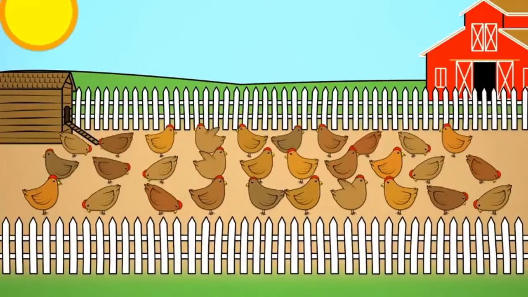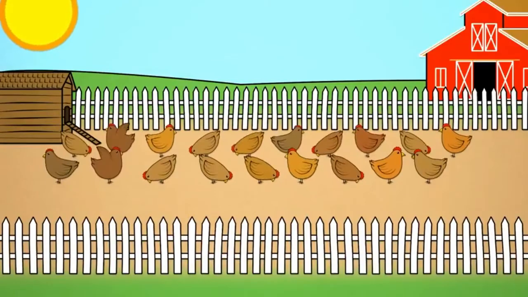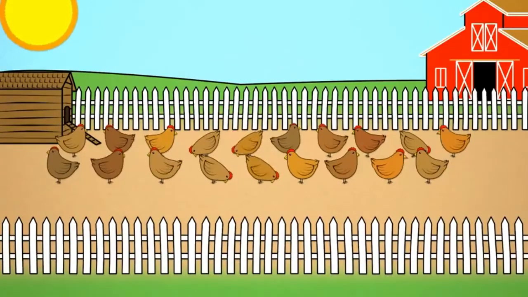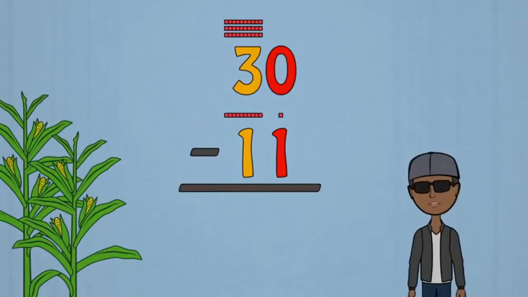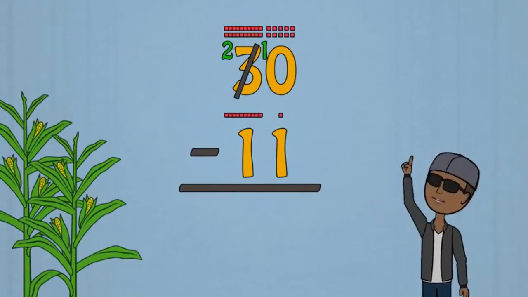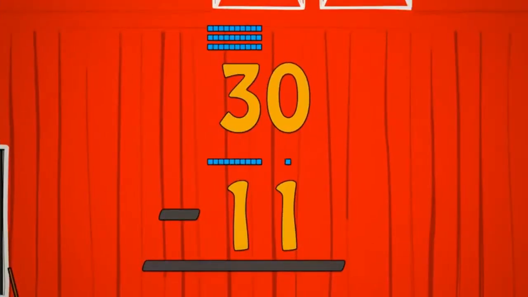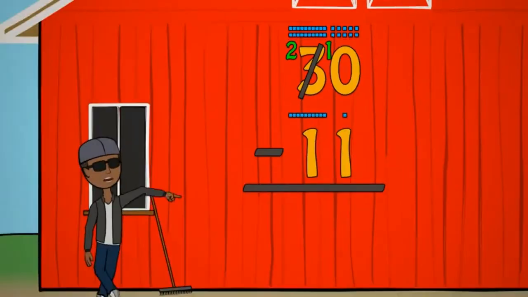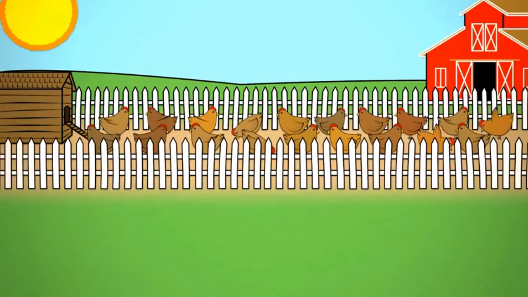Thirty hens were hanging in their chicken pen. Eleven of them suddenly jumped over the fence. How many hens remain in the pen? To figure out the difference when you subtract, I say 0 minus 1 can't be done, because the top number's smaller than the bottom one. So we regroup a 10 into 10 ones. 19 hens remain in the pen.